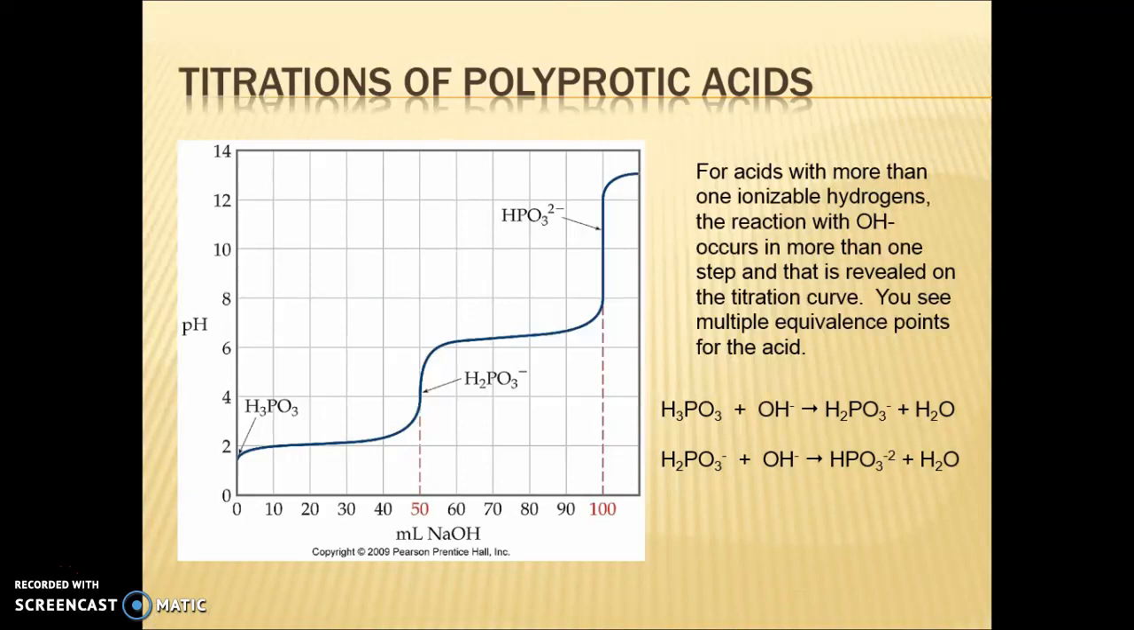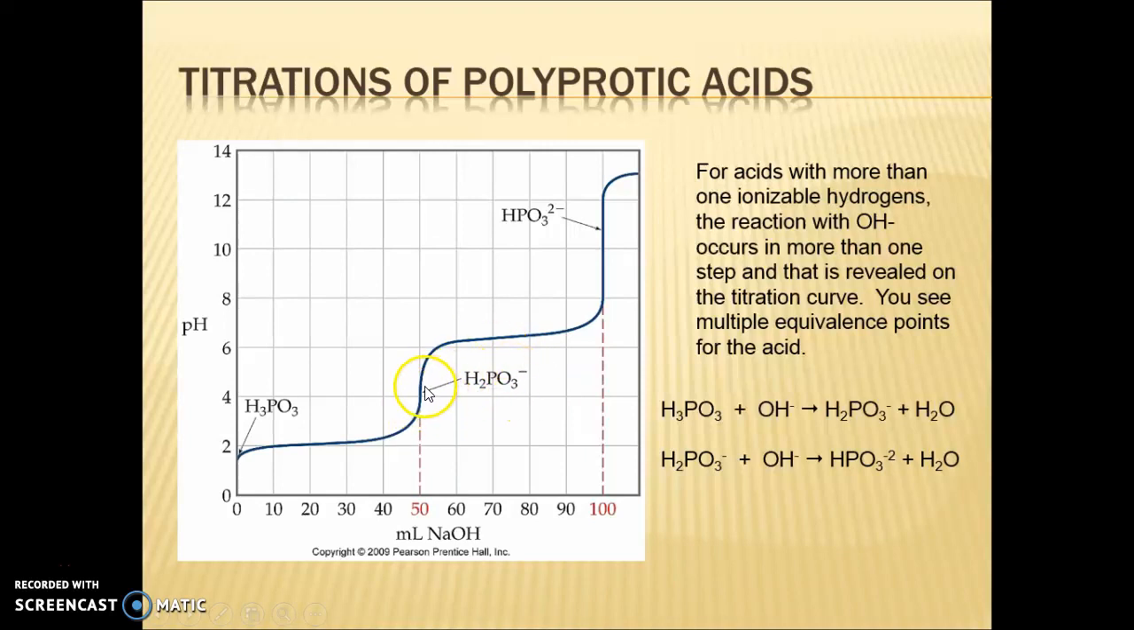Titration curves for polyprotic acids look a little weird because you're losing more than one H+. So in the end, when you finally neutralize everything, you've got a couple of different equivalence points. So here we've got H3PO3 starting off. It's weak, so notice it's a curve, rather than nice and straight. The first equivalence point is going to be pretty low because you don't have a whole lot of H+ being produced. There's still a whole lot of H attached to the molecule.